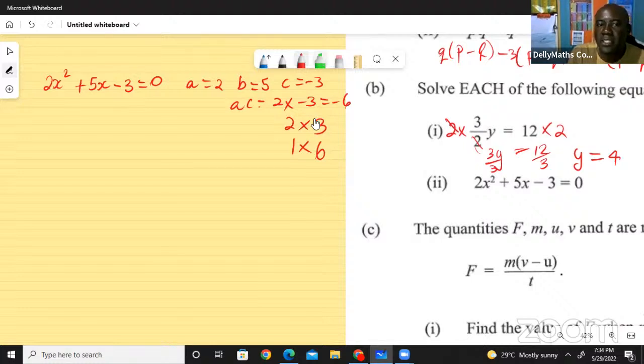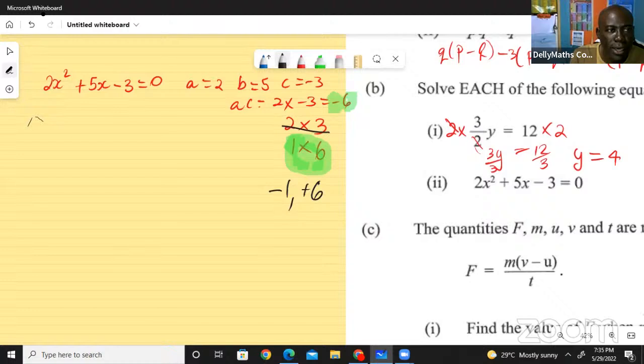However, since the AC is negative, it means that one is positive, one is negative. And when one is positive and one is negative, only 1 and 6 can give me a 5. So the 3 and the 2 cannot give me a 5 when one is positive and one is negative. Since I know that it's 1 and 6, the bigger one must take any sign that B has. So it will be -1 and +6.